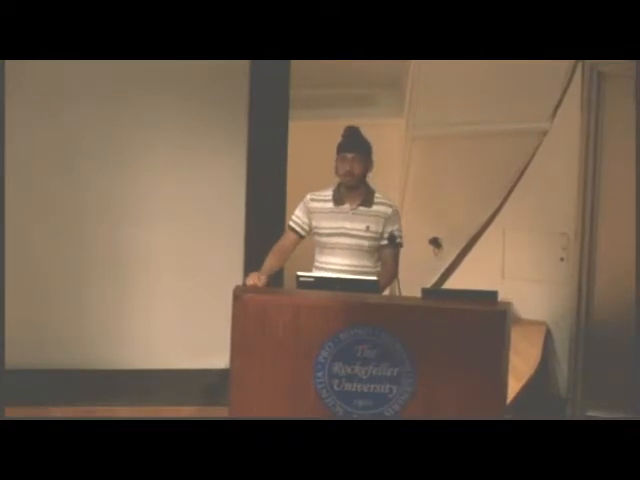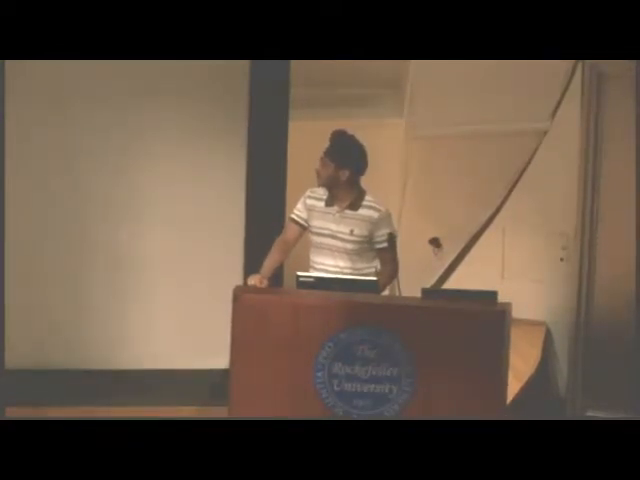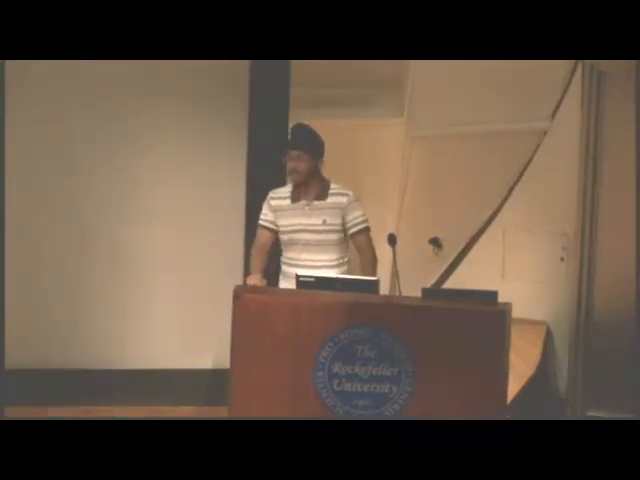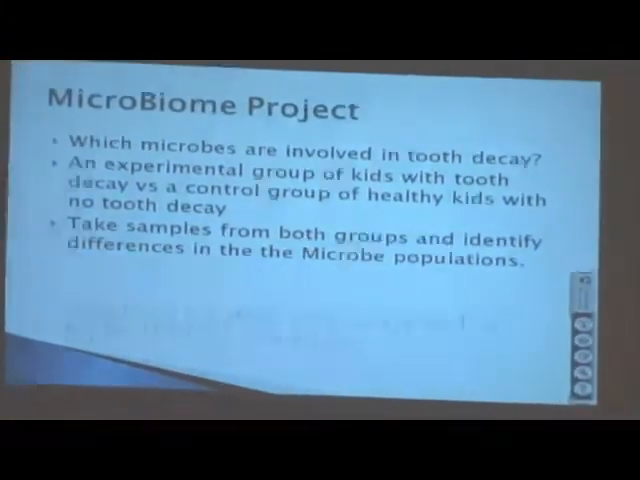Microenvironment project. So which microbes are involved in tooth decay? This is what the question was. The experiment used a group of kids with tooth decay versus a control group of healthy kids with no tooth decay. Take samples from both groups and identify differences in microbe population.